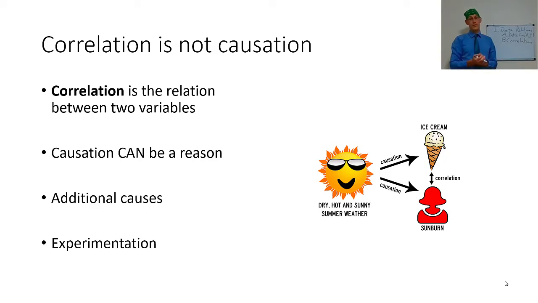I used to believe correlation was causation, but then I took a statistics course. Around the same time, I learned that correlation is not causation. I don't know if the course helped or not, but it seems to be correlated. So correlation is just the relationship between two variables, and there can be a reason. Causation can be a reason.